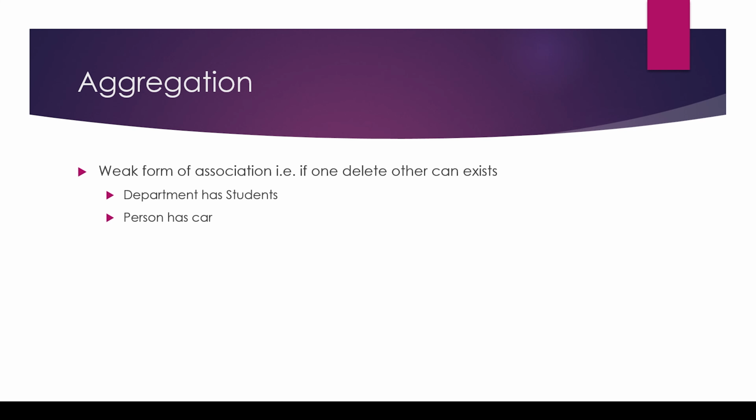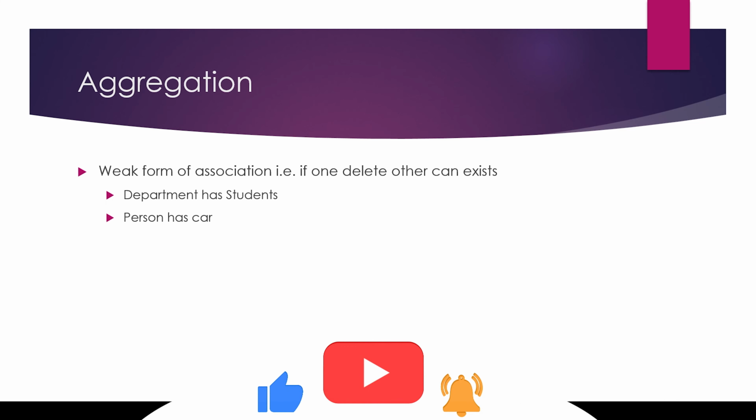So aggregation is basically a weak form of association. So the relationship between the two objects is weak. For example, if one object is deleted, the other can still exist.